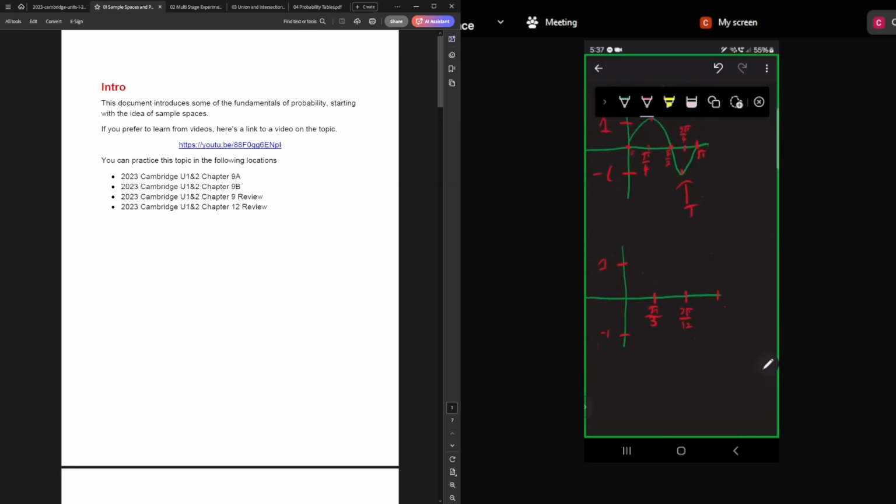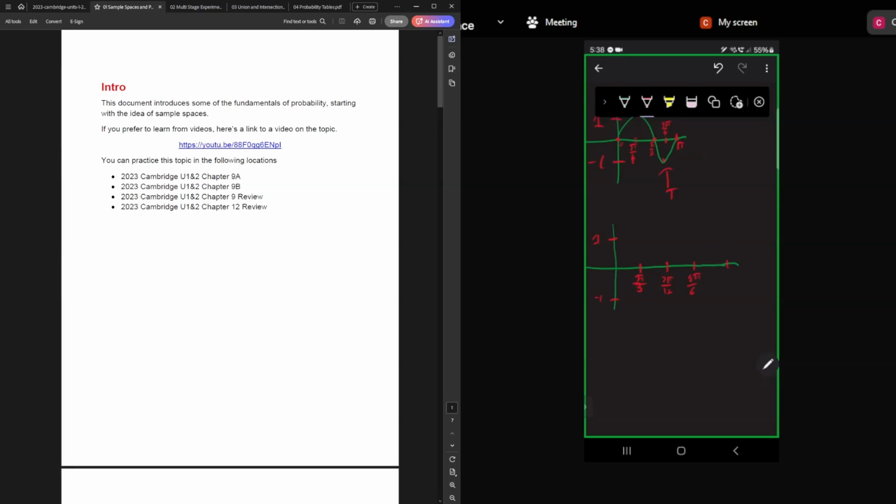Then again, next one over, pi over 2, pi over 2 plus pi over 3. So 3 pi plus 2 pi over 6, 5 pi on 6. So that's the next one. Rinse, repeat until you do the entire, all 5 sections. But 3 of them, there's only a couple more.